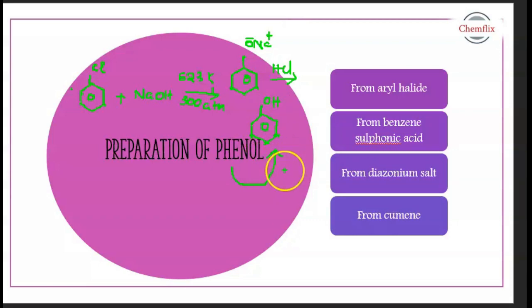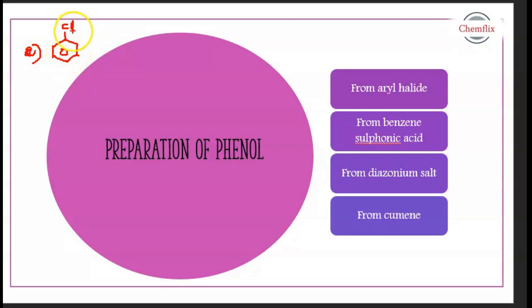ഇതാണ് phenol ന്റെ structure. ഒന്നുകൂടെ പറയാം. So the first method, I'm going to change the color of my pen. The first method, A, from aryl halide, haloarene, അതായത് chlorobenzene. I'm going to take chlorobenzene, and then when it is fused with sodium hydroxide, NaOH ആയിട്ട് treat ചെയ്തു.